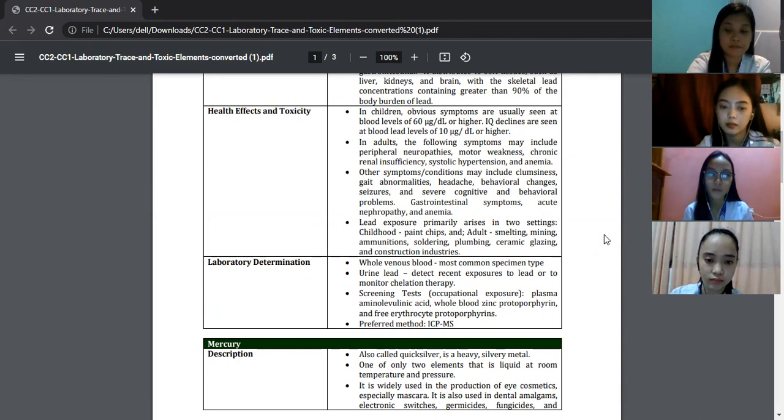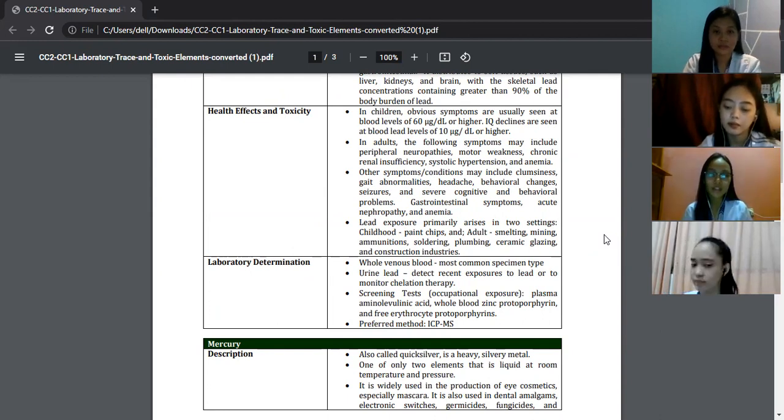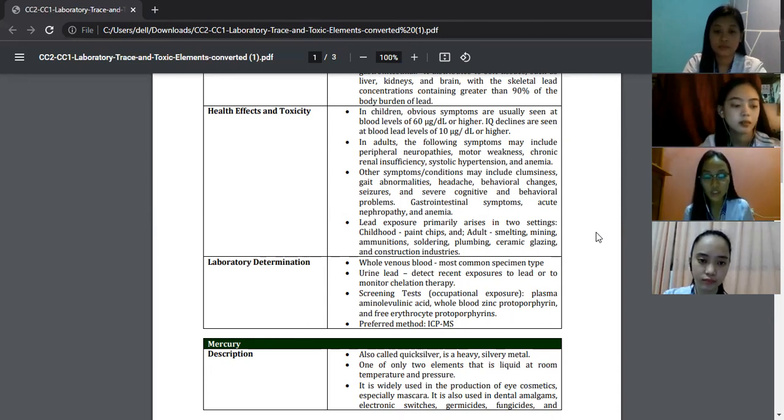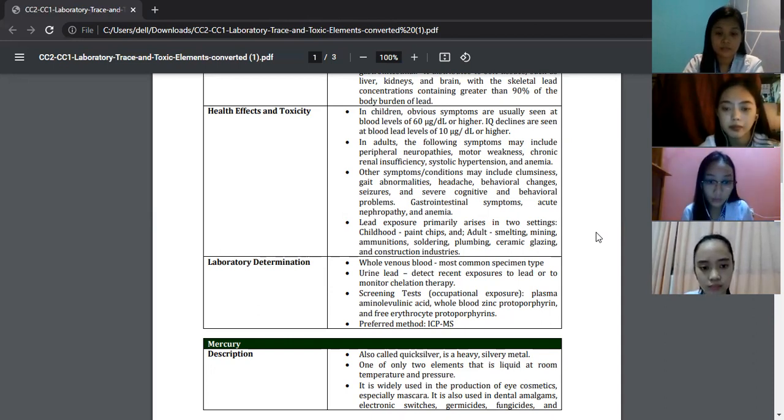For the adults, the symptoms include peripheral neuropathy, motor weakness, chronic renal insufficiency, systolic hypertension, and anemia. And other symptoms and conditions may include clumsiness, gait abnormality, headache, behavioral changes, and seizures, and severe cognitive and behavioral problems, which is usually seen in children, and also the gastrointestinal symptoms such as abdominal pain, constipation, and colic, and acute nephropathy and anemia.